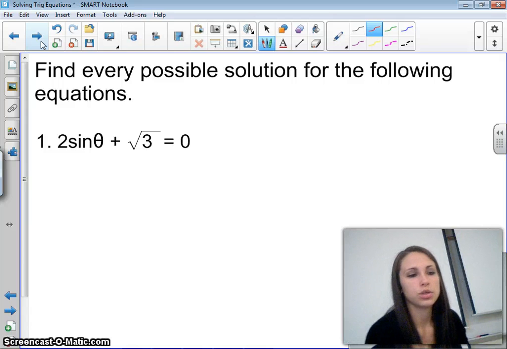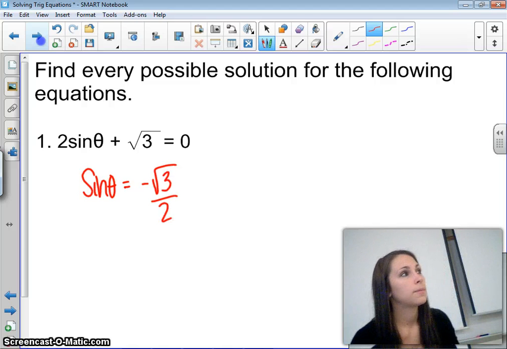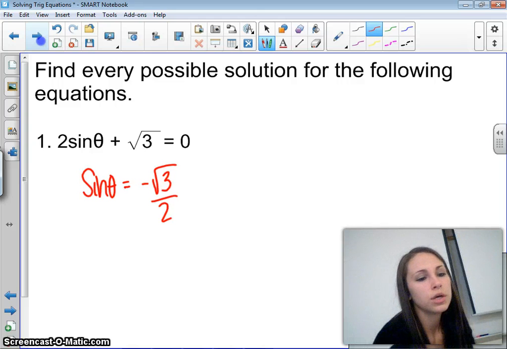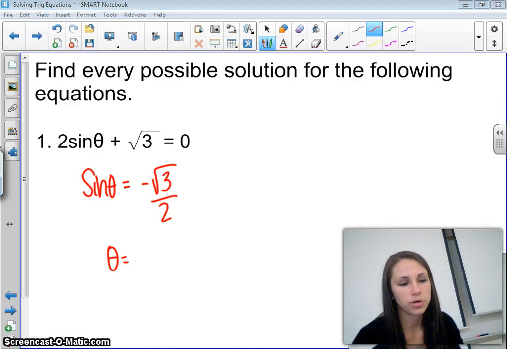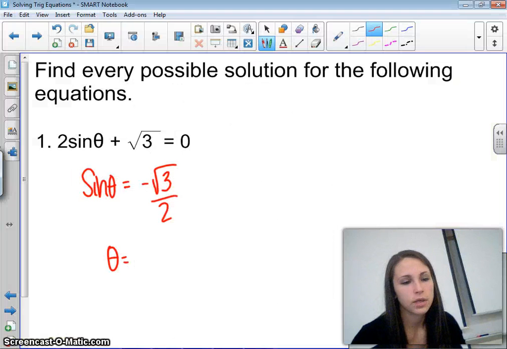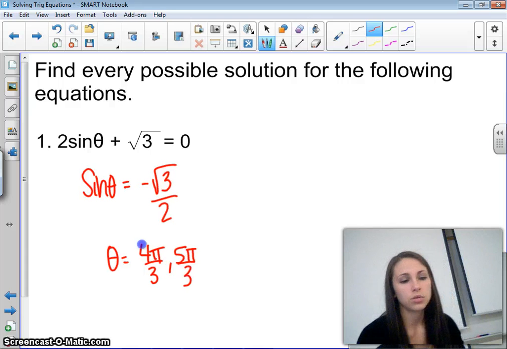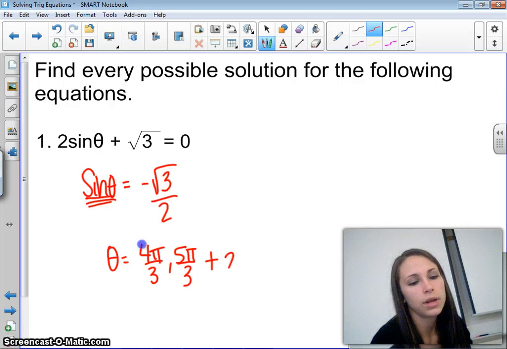So for every possible solution, I'm going to go ahead and make this sine equals negative square root of 3 over 2. Sine is going to be negative square root of 3 over 2 when we've got 4 pi over 3 and 5 pi over 3. So I would take 4 pi over 3 and 5 pi over 3. I solved it the exact same way that I did before, and since I've got sine in my equation, I would add 2 pi n where n belongs to the set of integers.